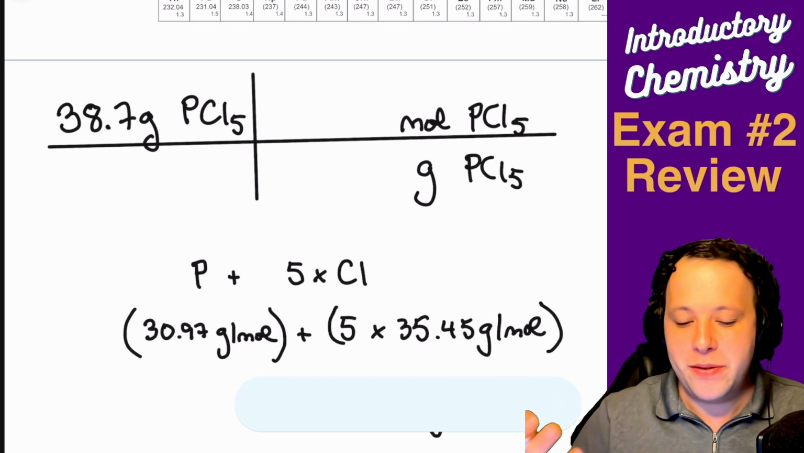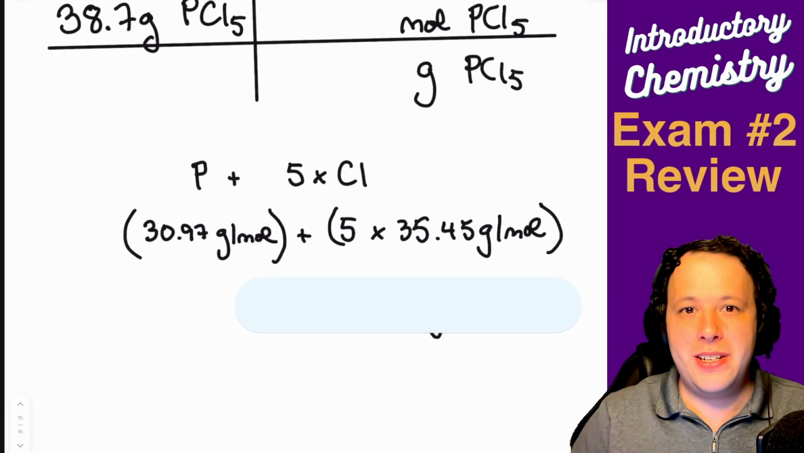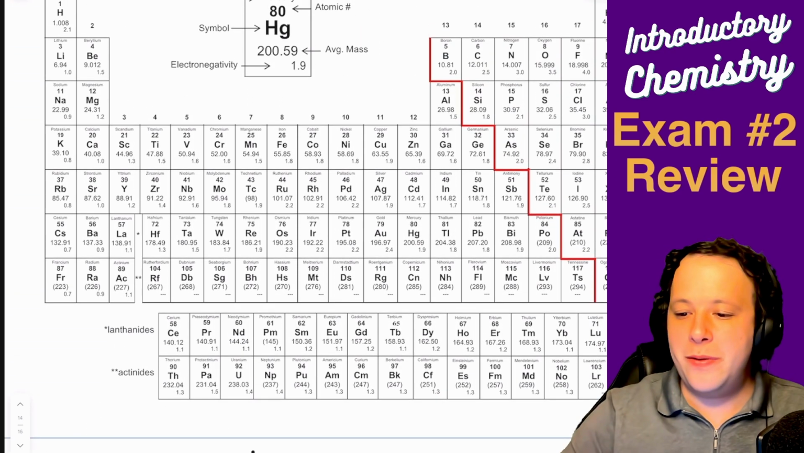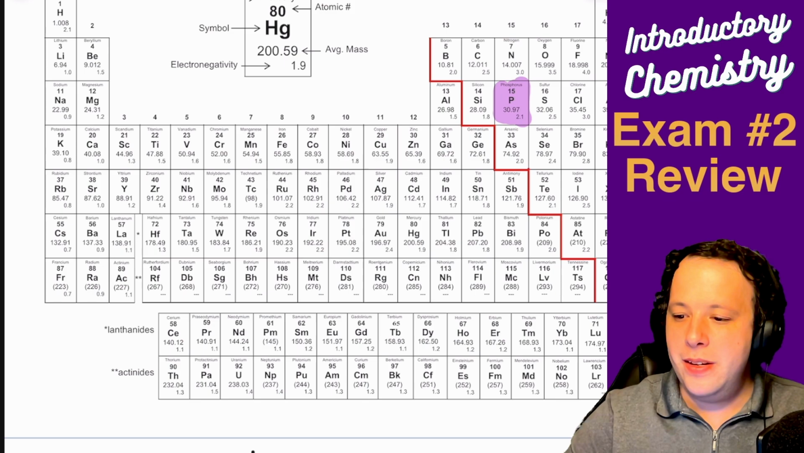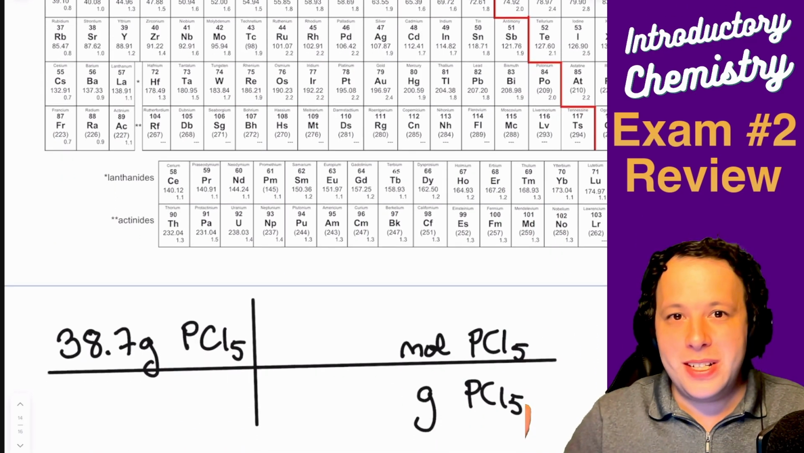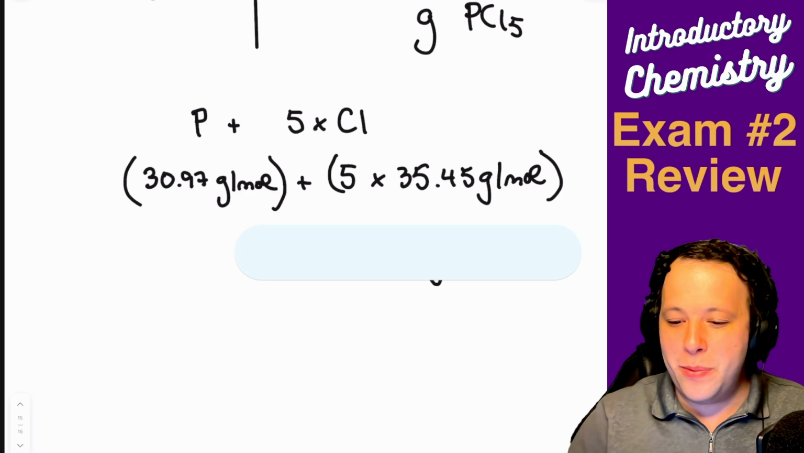So we've got to find all of our values from the periodic table. So you have 1 phosphorus, 5 chlorines. What I did is I just found the values from the periodic table. Phosphorus is right here. Chlorine is right next door. We're going to record those values and then bring them down into our problem.